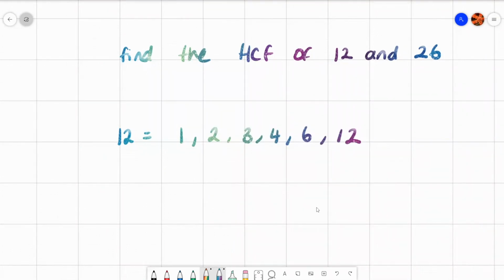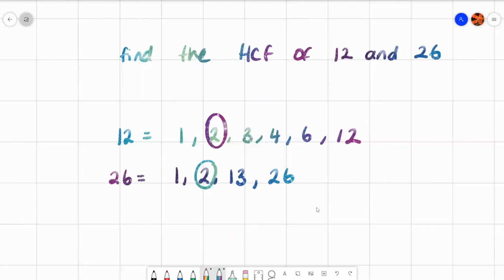Then we want the factors of 26. Well, 1 goes into 26, 2 goes into 26, 13 goes into 26, and 26 goes into 26. So which is the highest common factor? The highest number that goes into 12 and 26 is the number 2. So the highest common factor of 12 and 26 is 2.